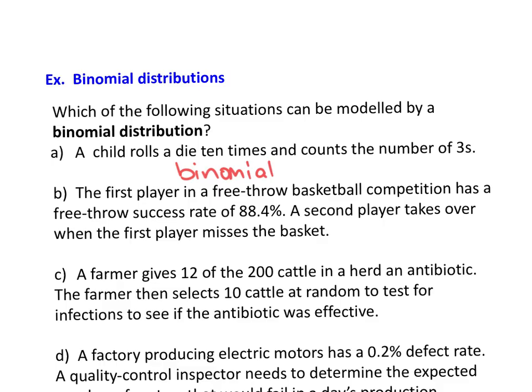The first player in a free throw basketball competition has a free throw success rate of 88.4%. A second player takes over when the first player misses the basket. So the second player has to wait for the first one to miss a basket. Therefore, it is not independent, so it is not binomial.